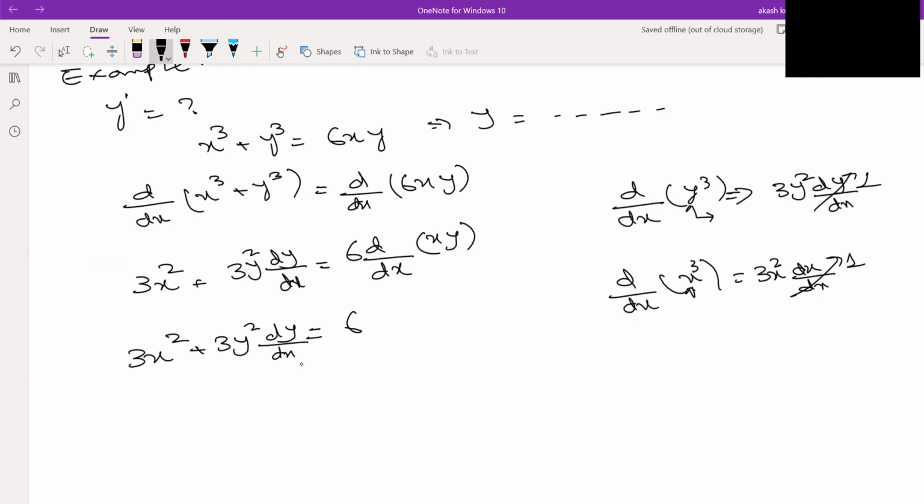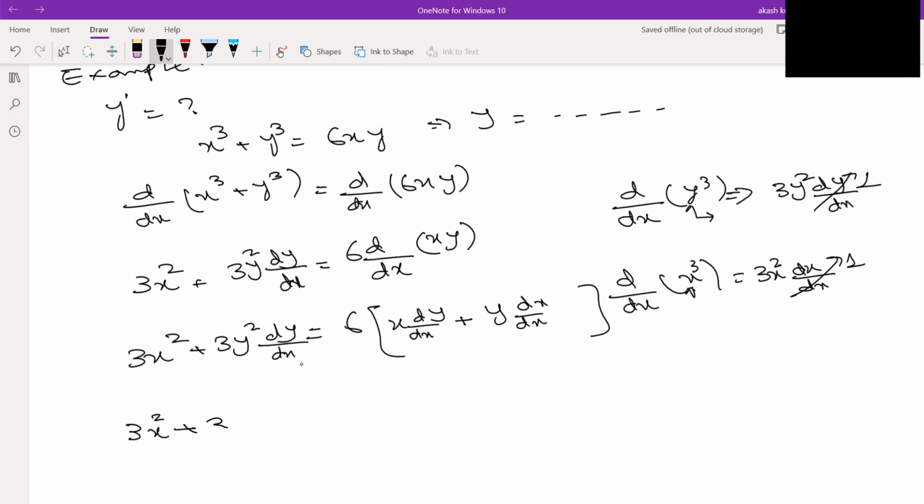Okay. X as it is, taking the derivative of y with respect to x, plus the second term: y as it is, and taking the derivative of x with respect to x. Is it clear? Yeah. Okay.